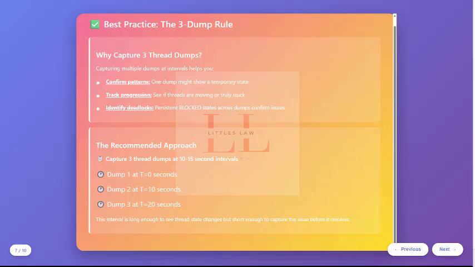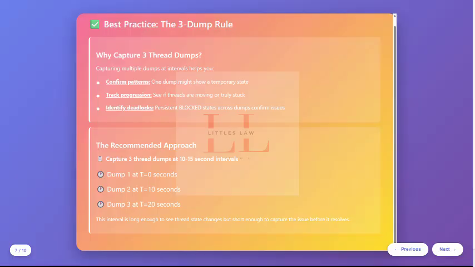Here is a critical best practice that you should always mention in an interview. Always capture three thread dumps at 10 to 15 second intervals. Never just capture one. Why three thread dumps, or why three snapshots? Let me explain. Firstly, it helps you confirm the patterns. One single thread dump might show just a temporary state. Maybe a thread was momentarily blocked and then released. So three dumps let you see if the issue is persistent.